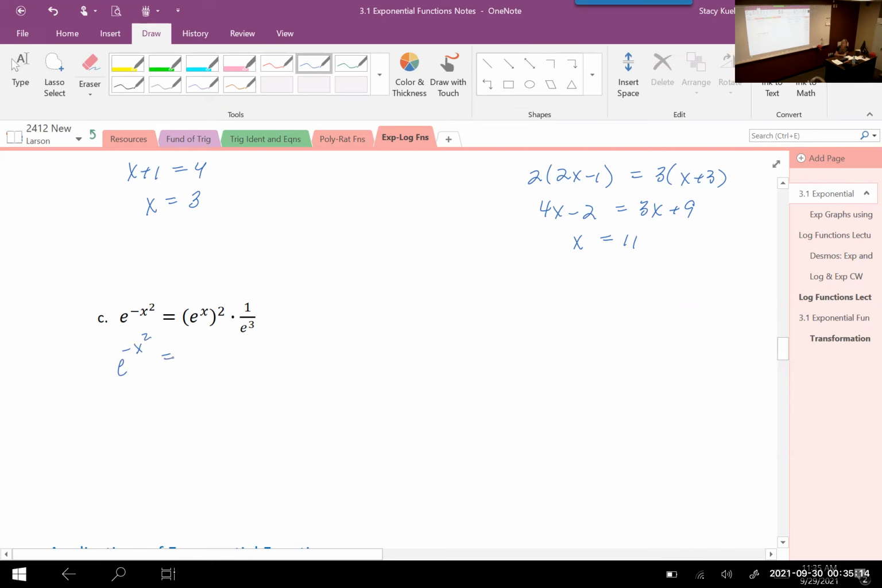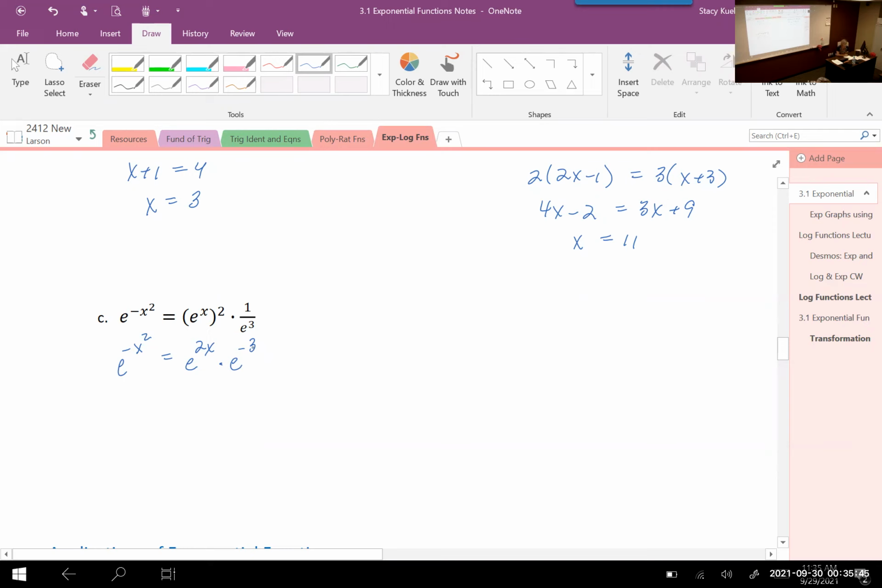E to the x to the 2 becomes what? Because it's a power to a power, right? So it becomes e to the 2x times, let's take 1 over e cubed and rewrite it as e to the negative 3, using the negative exponent rule.